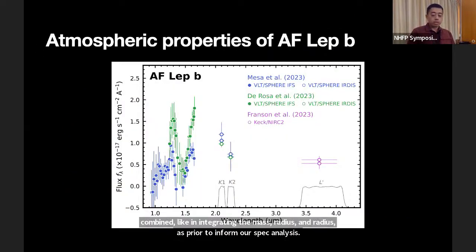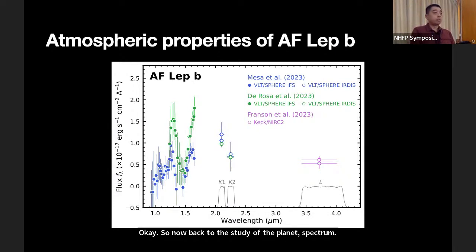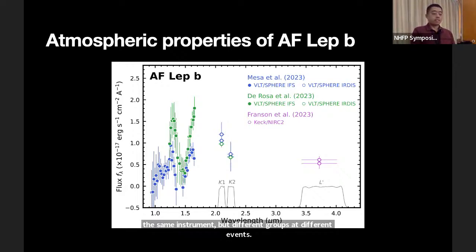Okay, so now back to the study of the planet spectrum. This is a spectrophotometry that we're dealing with. There are two sets of spectra observed by VLT, the same instrument, by different groups at different epochs. We can see the spectra have slightly different fluxes, and it's really likely because they're using different pipelines.